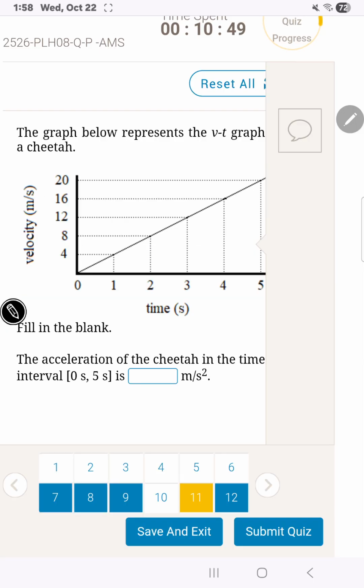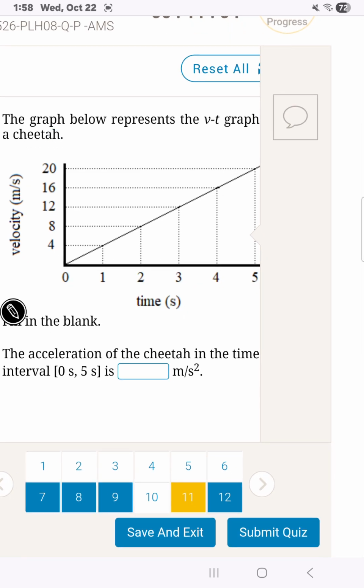Number 11, the graph below represents the VT graph of a cheetah. The acceleration of the cheetah in the time interval from 0 to 5 is what? In case you have a velocity time graph, acceleration equals slope. So acceleration equals the slope of the graph.